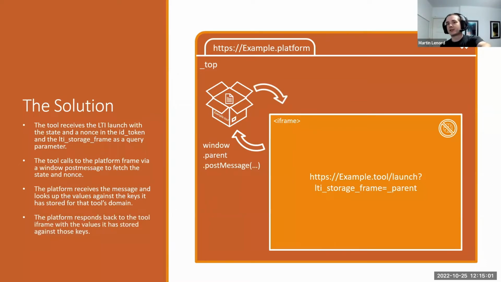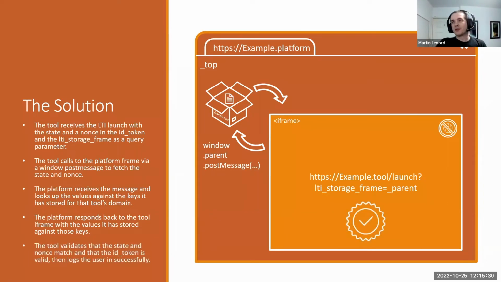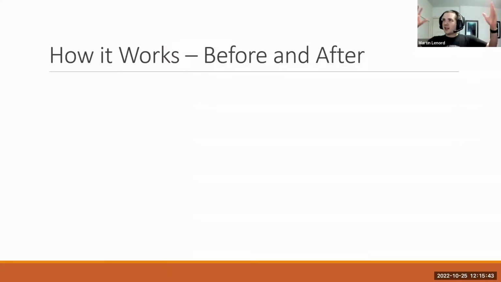So it's worth noting all of this is happening inside the browser, right? There's no calls out to any backend to store this data. It's not being stored server side. It's all just happening in the browser. In essence, what we're doing is we're sort of replacing, not quite one for one, but we're replacing cookies with a bit of storage on the platform's parent frame. So then now the tool can have access to its state and nonce, so it validates it and everything's fine. The user can be logged in. Excellent. So that's kind of like the high level overview of what happens going backwards and forwards.